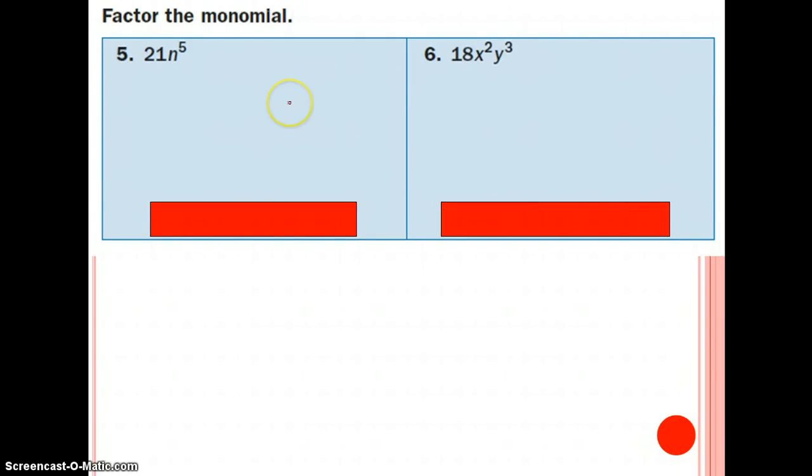Factor the monomial. Remember, the word factoring, I always think of it as expanding the numbers or the variables. 21, let's make a factor tree. 3 and 7. Oh, that's it. So we have 3 times 7. And then the n is 5 n's.